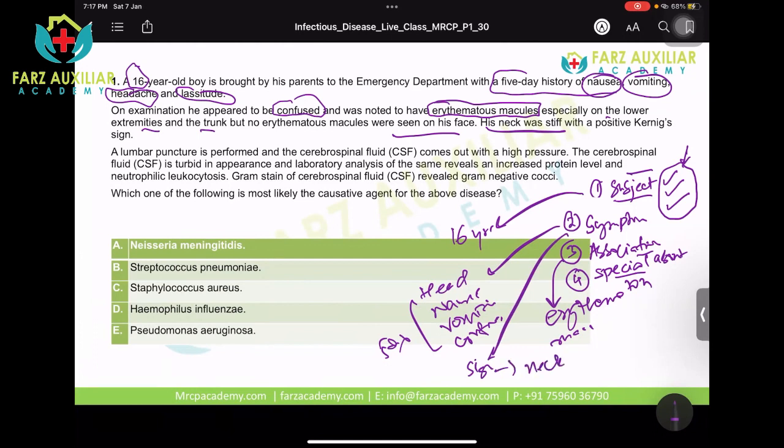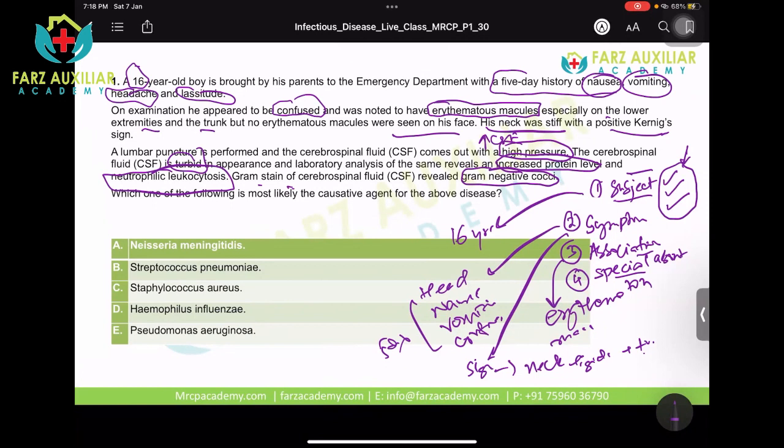So everything of meningitis with a positive Kernig's. So neck rigidity is there, and there is positive Kernig. A lumbar puncture is performed and CSF comes out with high pressure. So there is increased CSF pressure as well. The CSF is turbid in appearance, and laboratory analysis of the same reveals an increased protein level and neutrophilic leukocytosis. Gram staining of the CSF shows gram-negative cocci. Which one of the following is the most likely causative agent for this above condition?